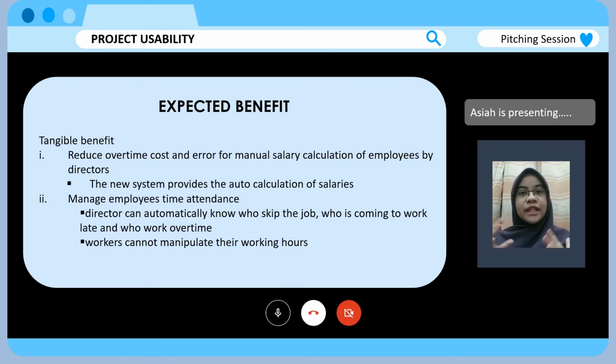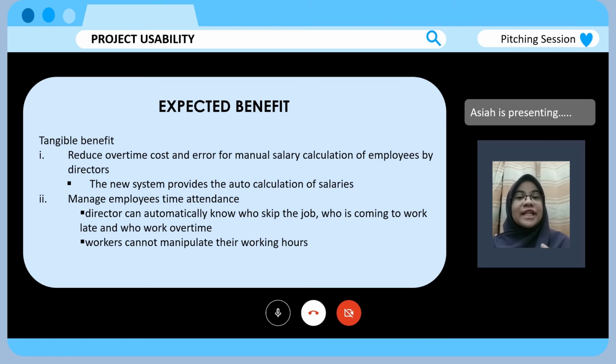Proceed with the expected benefit. There are two categories of benefit, which are tangible benefit and intangible benefit. The first tangible benefit that can be gained from this new system is to reduce the overtime cost and error for manual salary calculation by directors. Basically, the new system will help directors reduce the working hours spent on calculating the salary for each employee manually, because this new system provides auto calculation of salary, including their overtime hours and working days. They are recorded automatically from the fingerprint system.